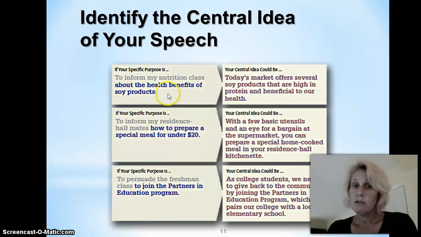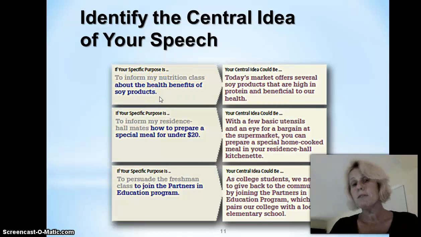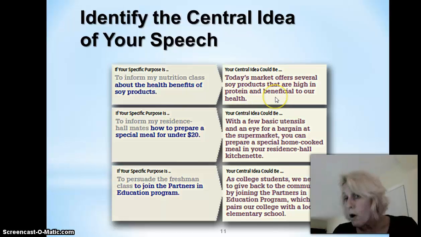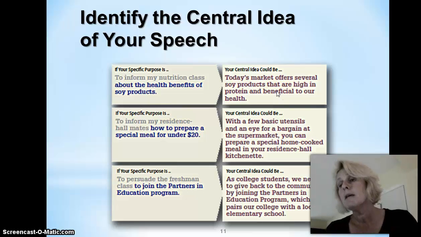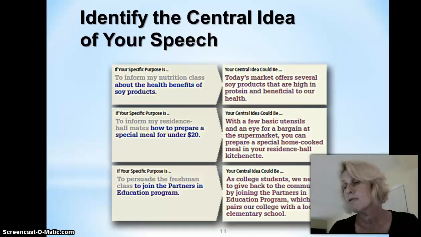So we see here, here's the specific purpose about the health benefits of soy products, and the central idea could be, and it doesn't have to be like this, today's market offers several soy products that are high in protein and beneficial to our health. So one way to write about this, and she's going to be talking about soy products that are high in protein and beneficial to our health, will be the main body of her speech.